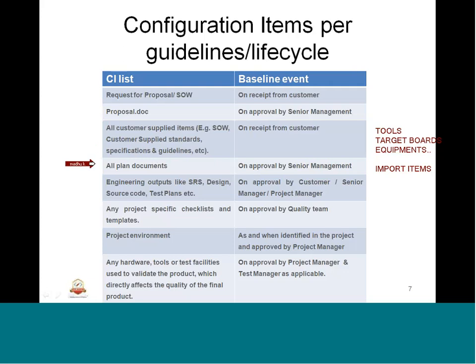All planning documents that we have internally, like project management plan, project testing plan, all this will be approved by the senior management and is called a baseline. Then we have engineering outputs like requirement specification, design, source code, test plans, etc. This also should be approved stage by stage by the customer or senior management or the project management, if it is an internal project or a customer oriented project. Based on that, this will be called a baseline event, and against the baseline event we are going to baseline the particular CIs or configuration items.